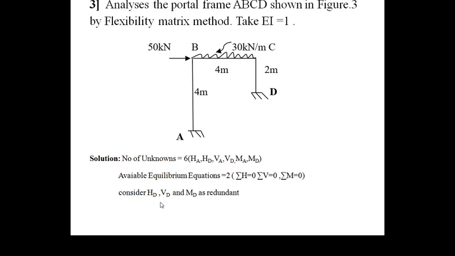Consider HD, VD and MD as the redundants. HD in this direction, VD in this upward direction and MD in this direction, we consider as redundant. How do you choose the redundants? If sinking of support is given, in that case only we consider the moment. But here excessive moments are there, only 2 moments are there. Therefore, we take HD, VD and MD at this support D as the redundants. You choose this as the redundant.